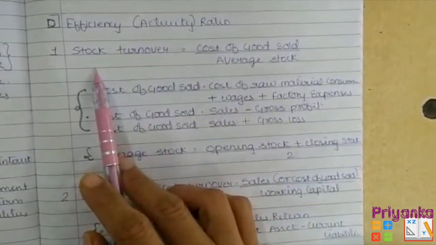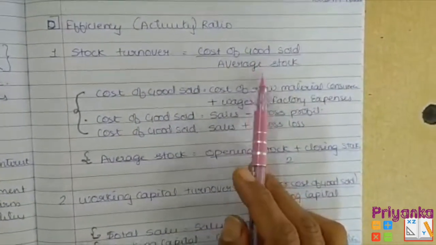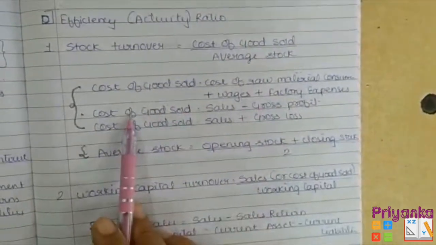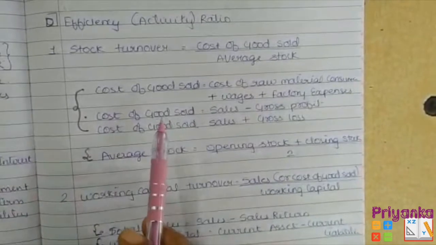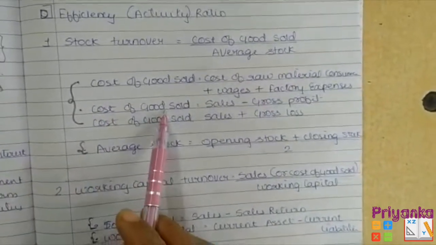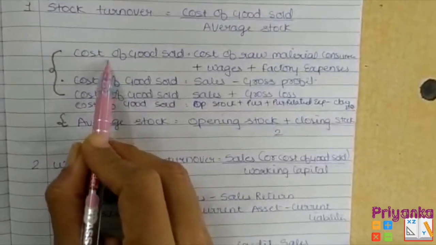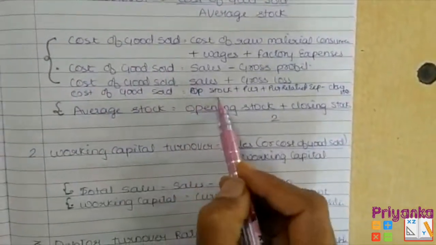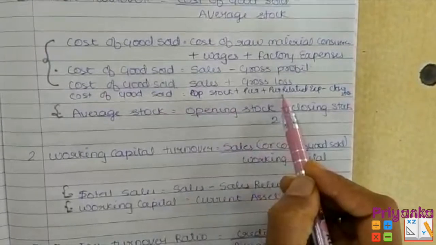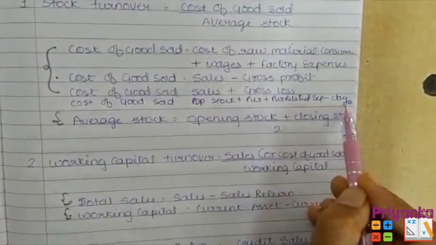First one is the stock turnover. The formula is cost of goods sold divided by average stock. This is the same formula which I have given as part of gross profit, and the same is over here. One more formula is included here. This formula is same as the first one. The only thing is opening stock plus purchase related expense minus closing stock.